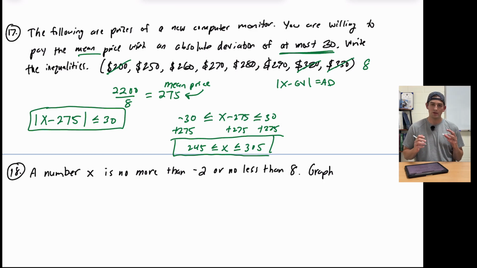All right, so that's kind of what we mean by the absolute deviation. How much are you willing to budge either way of a set value? So in this case, the set value or the given value was the mean. So the average price was $275. Looks like we're willing to spend $30 less than that or $30 more than that. That's what absolute deviation represents.